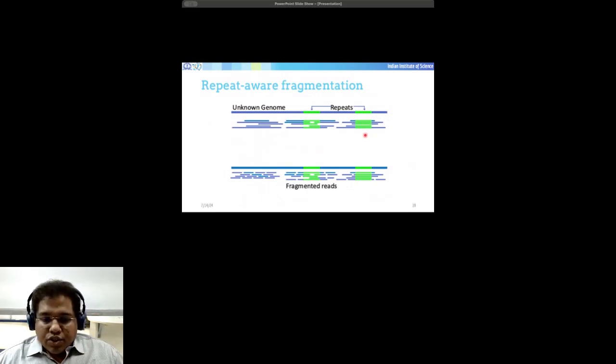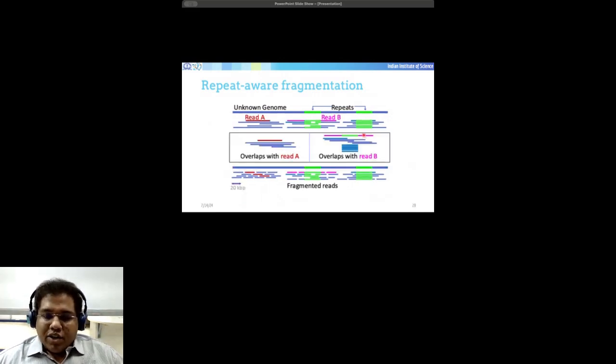The idea is to use the alignment information contained in all versus all overlaps to identify how many reads align to a particular location on the read. If that number is roughly equal to the estimated coverage, then we fragment that read as though it was part of a non-repetitive region.